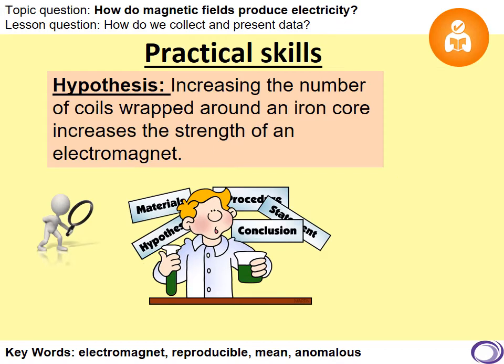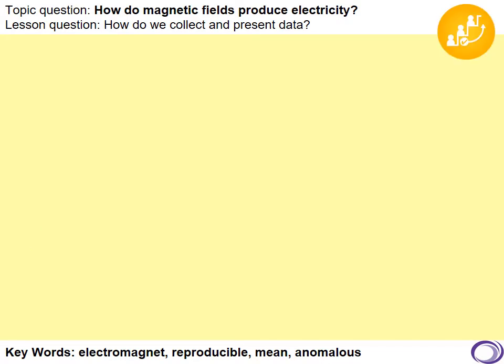And if you remember from last lesson, we were looking at the hypothesis that increasing the number of coils wrapped around an iron core increases the strength of an electromagnet. And we wrote a method for that. We're now going to watch a short video where Mr. Watson will show us how to set up the equipment.